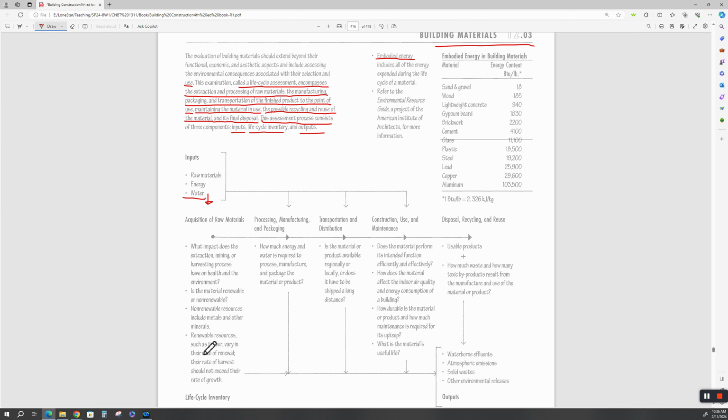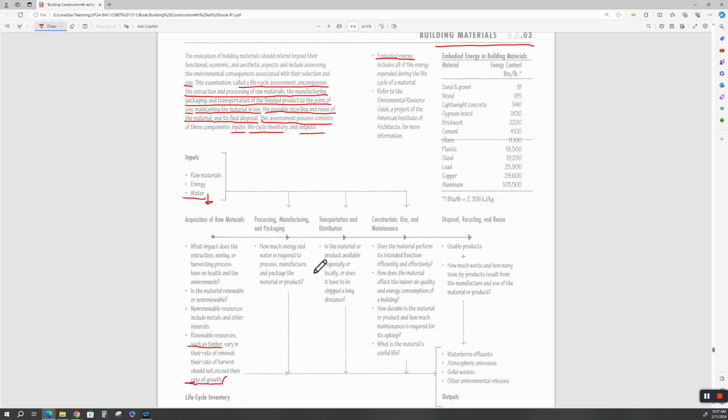Renewable resources such as timber. And what do we mean by renewable? That means when you cut a tree down, they plant new trees, and then in 15 to 20 years, with proper management of the tree farm, that timber's ready to be reharvested. And they vary in their rate of renewal and their rate of harvest, and the rate of harvest should not exceed their rate of growth. Well, that makes sense. You don't want to cut down a freaking tree in your tree farm until it reaches its maturity.